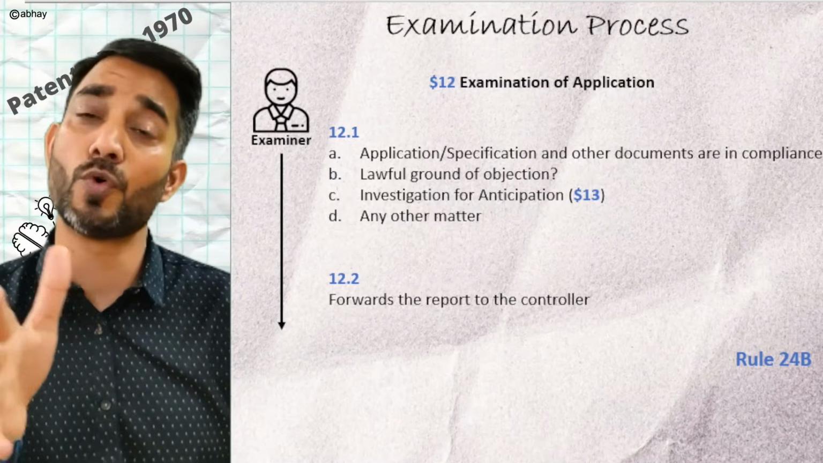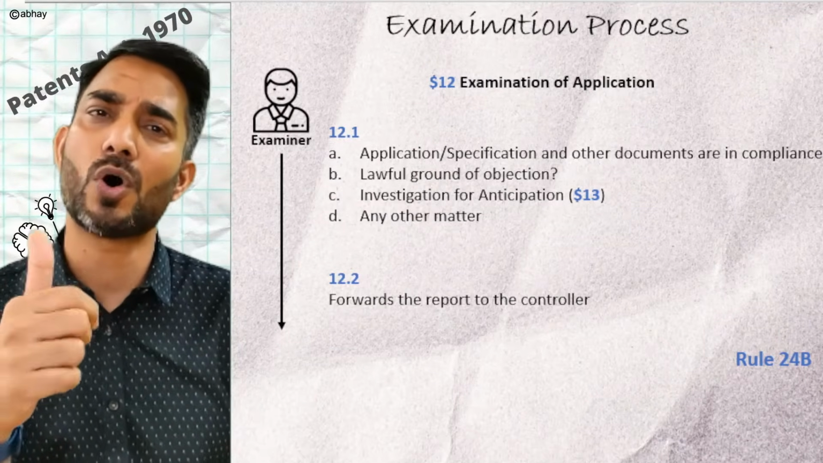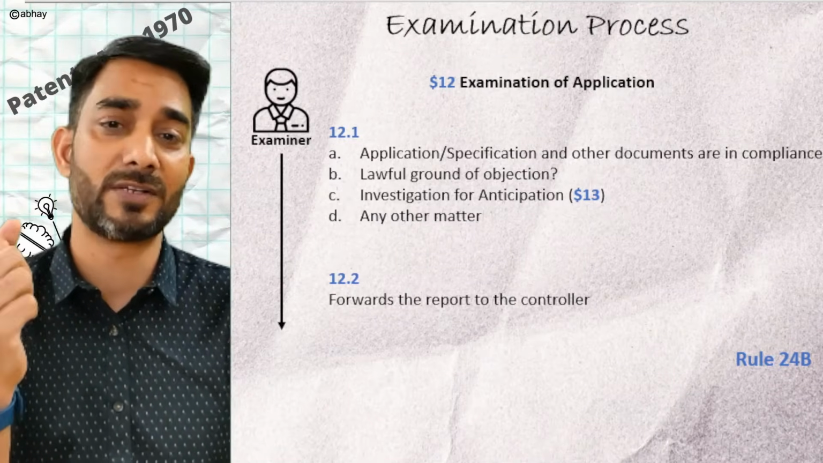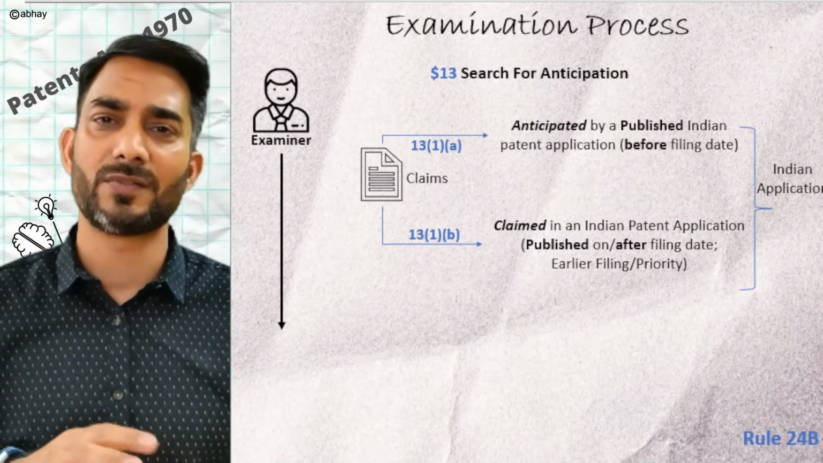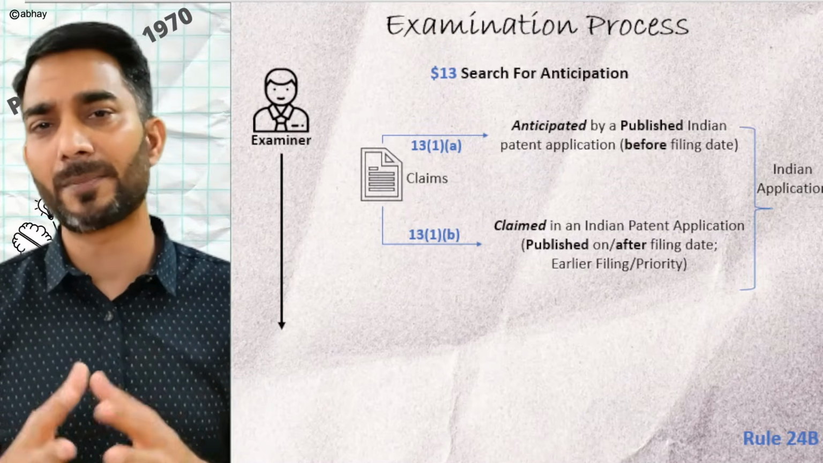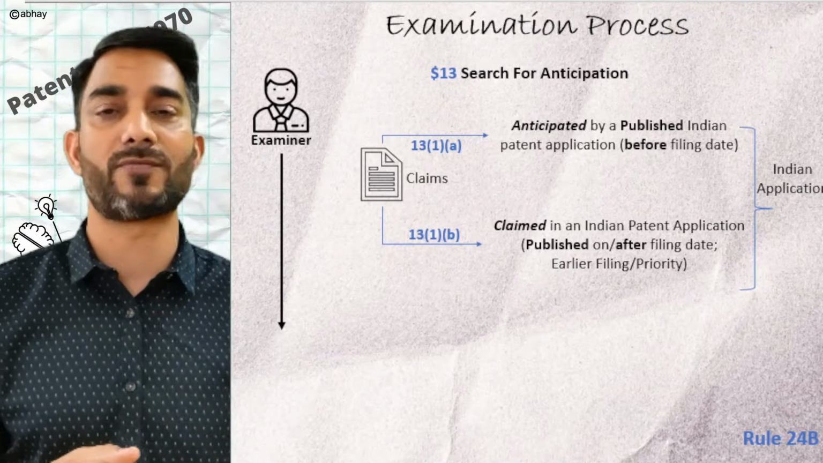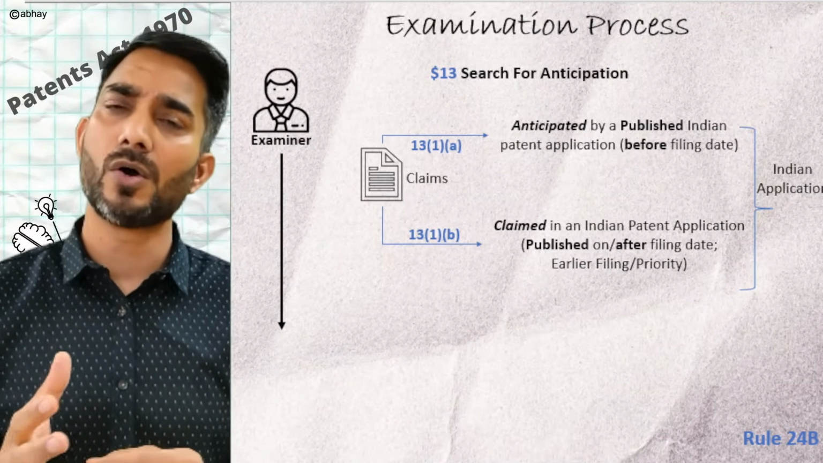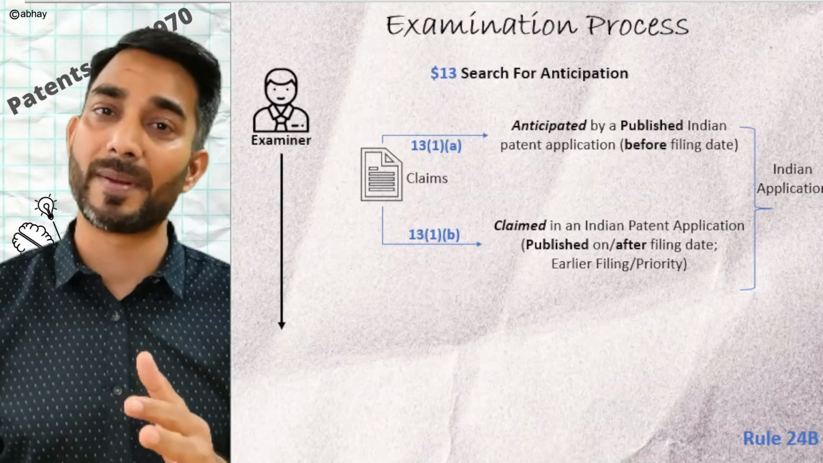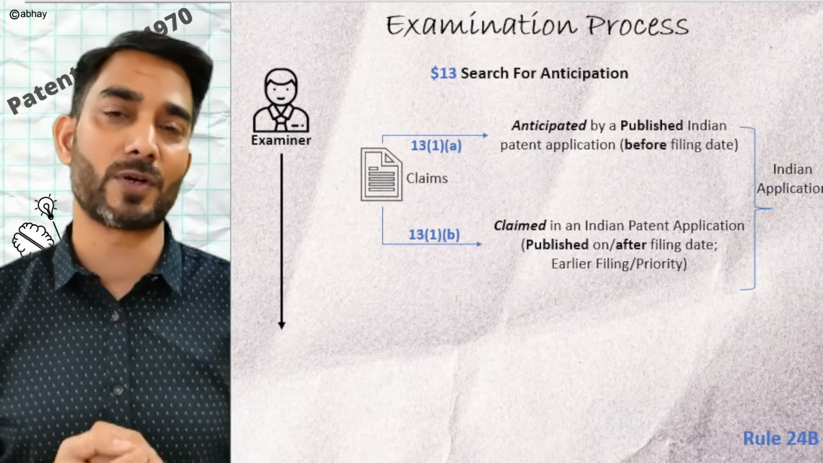But before we move on to the controller's desk, let's spend some more time here to understand what documents are considered by the examiner during the investigation. So as per section 13, there are two types of documents which are considered by the examiner. One, Indian patent applications, which are published before the filing date or which are published on or after the filing date. And second, all other documents which are published before the filing date. Now this could be patent or non-patent references across the world. Let's get into the specifics of section 13.